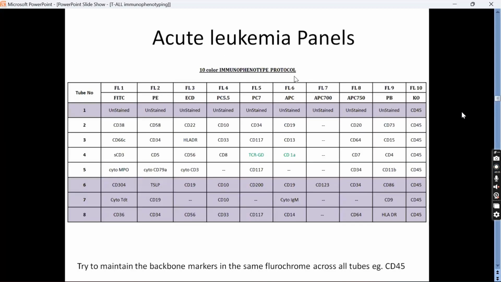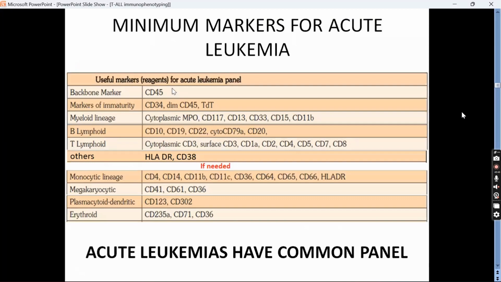So this is a panel which I showed you. This is the T tube with surface CD3, CD5, 56, 8, TCR gamma delta, 1A, 7, 4, 45. I have 38 in my first tube, so I have not kept it in my T tube. 34 is in my first tube and second tube. So it depends on your panel. You need to cover the markers which I showed you. See the backbone, 45, it's all in one particular fluorochrome. So basically my point is you need to cover all these markers, and if needed, process other markers. But in T, these markers will give you the diagnosis.